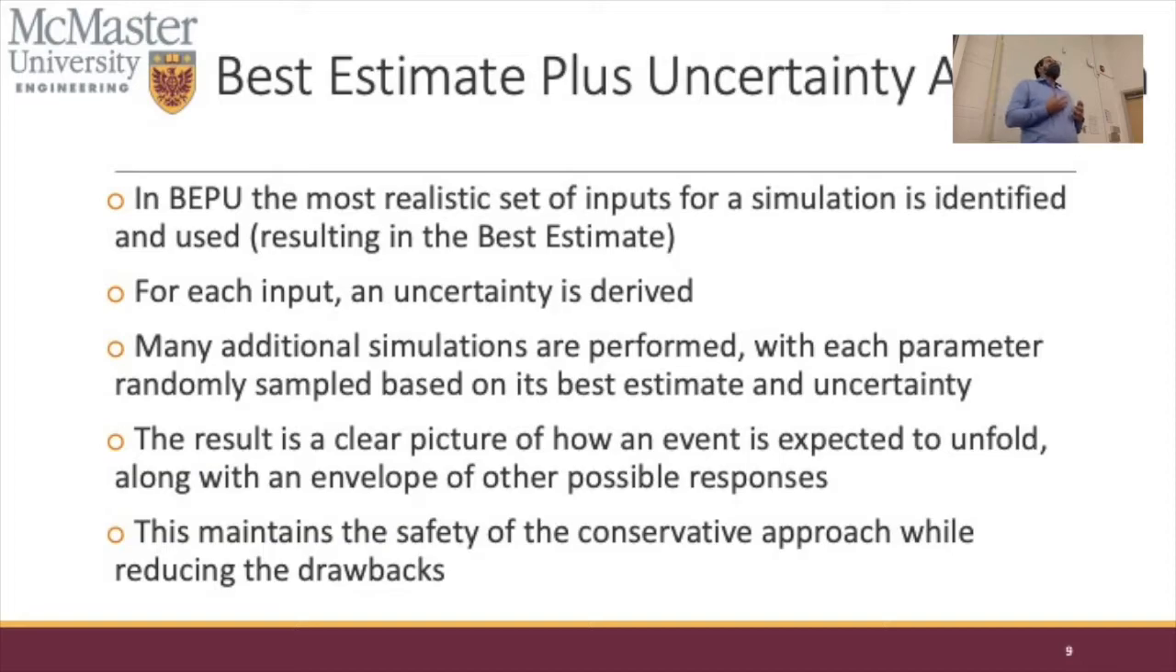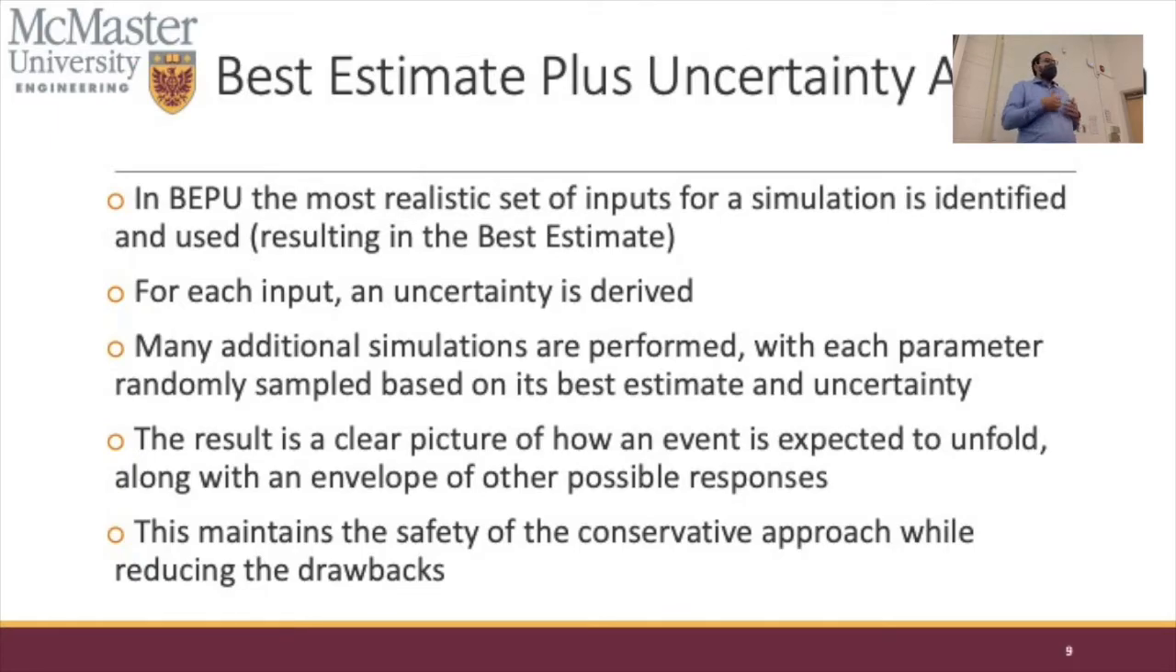So an increasing area of international interest is the best estimate plus uncertainty approach. It's sort of a replacement for this conservative approach. And in BEPU, the most realistic set of inputs for a simulation is identified and used. And that gives us what we call our best estimate. Then, for each of the simulation inputs, we look at them and we derive some sort of uncertainty. How certain are we that this is the correct value?